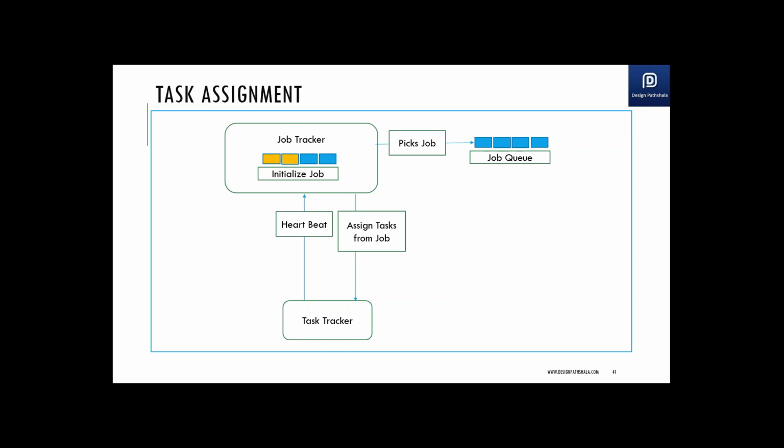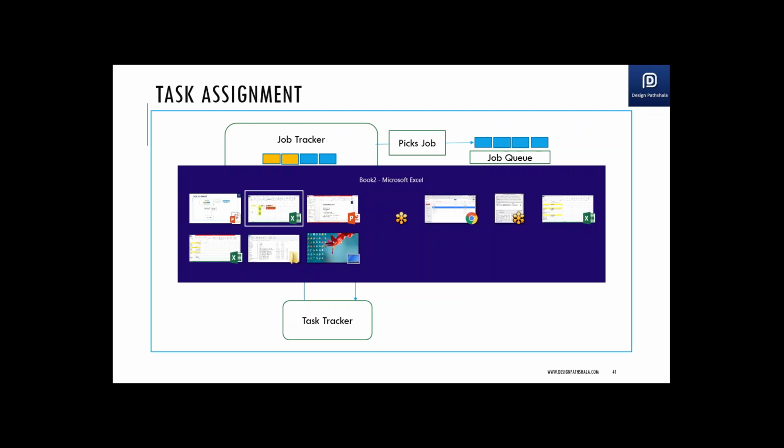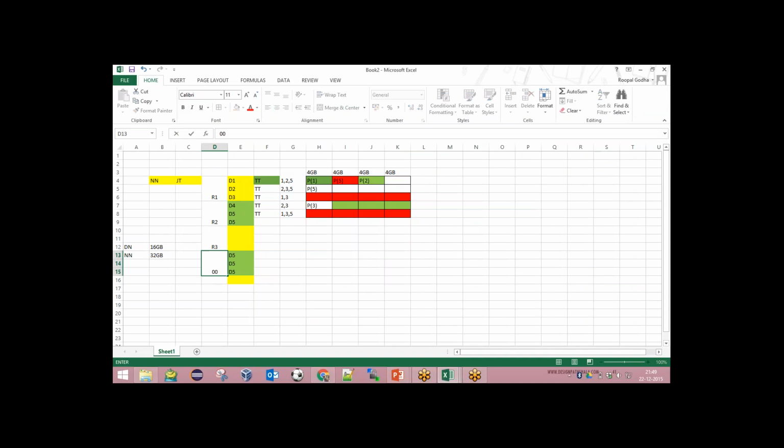Okay, but here we are talking about independent tasks, right? So a task is nothing but a process which is processing one block of data at a time. If there are 4 blocks lying on this data node, one process is running on only one block of the data. So that is a task.